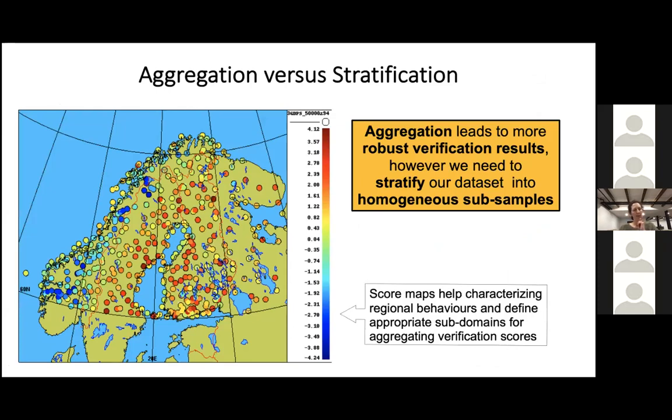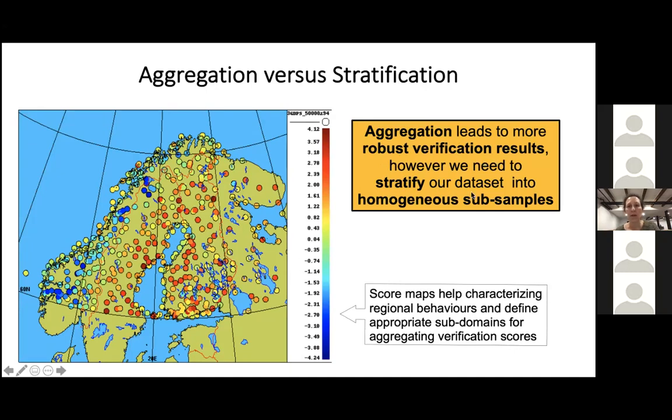Okay, so we are at the last part of my presentation. Aggregation. Aggregation is when we pool together all the values, for example over a month, and we calculate our summary statistics. It's important to aggregate because it leads to a more robust verification result. However, we cannot aggregate a sample if the sample is inhomogeneous. It has to be homogeneous, otherwise we risk canceling out errors.